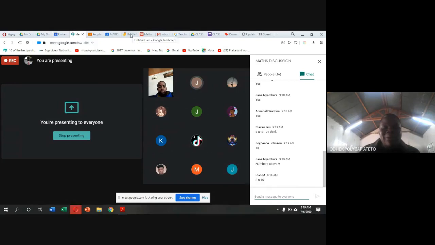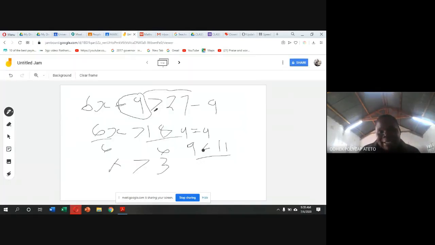Now, the word possible means any number that is less than 11 will be a value of 9. 9 is less than 11. So any number that is less than 11 will be a possible value of 9. 8, 7, those ones. So if our answer was x greater than 3, we cannot take 3. 3 is not the answer because we are not being asked to solve. Any number that is greater than 3 becomes x: 3.1, 3.2, 3.3, 4, 5, 6, up to infinity.